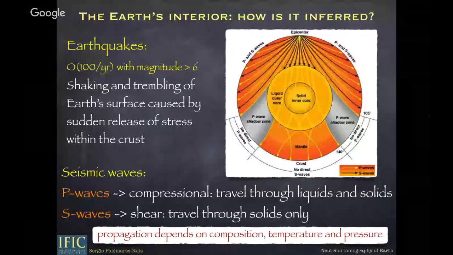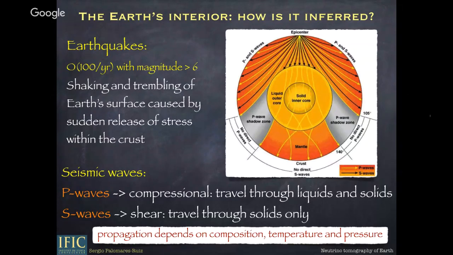And on the other hand, we have S waves, which are shear waves, and they are transversal, and they only travel through solids. And this is important because the fact that the S waves do not travel through the outer core is what brought geophysicists to infer that the outer core is liquid. And as I said, this is very important.